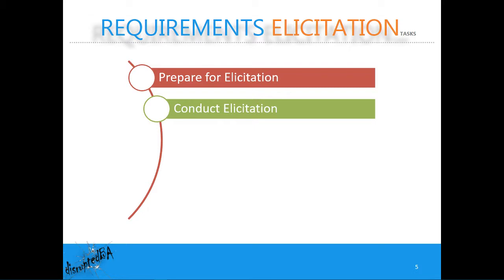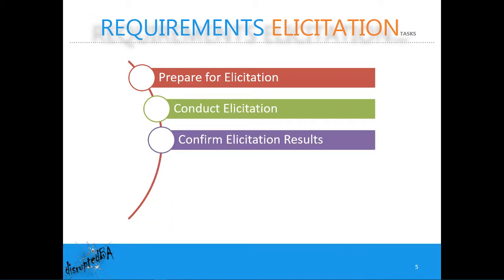Then we are ready to actually move on to conducting the elicitations. Now, we will look at different techniques that we can use later on, but this is basically where we'll use these different techniques and go out and gather the information that we need to reach our objectives.